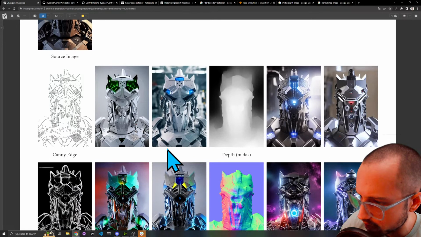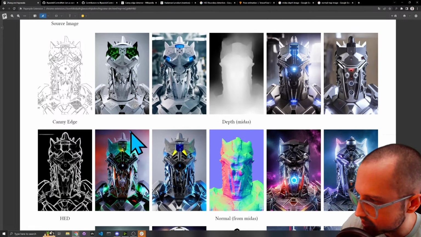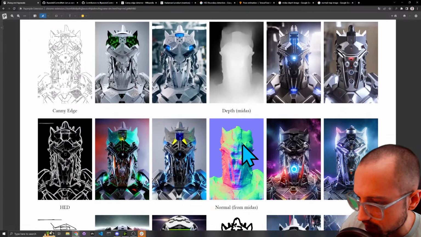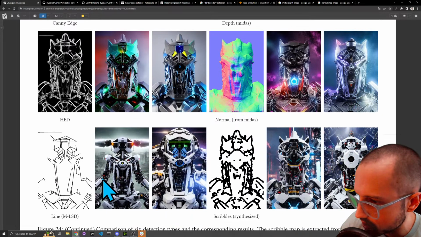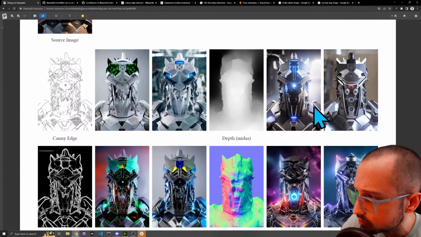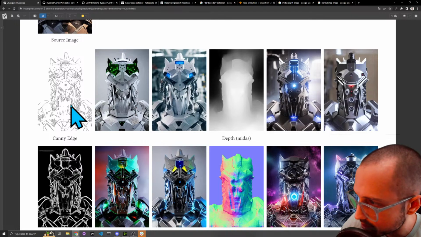Here you have the same kind of thing. Which one of these modalities for the context is the best here? Canny Edge, depth, normal, HED, scribbles, or lines. I still feel like Canny Edge is the best.